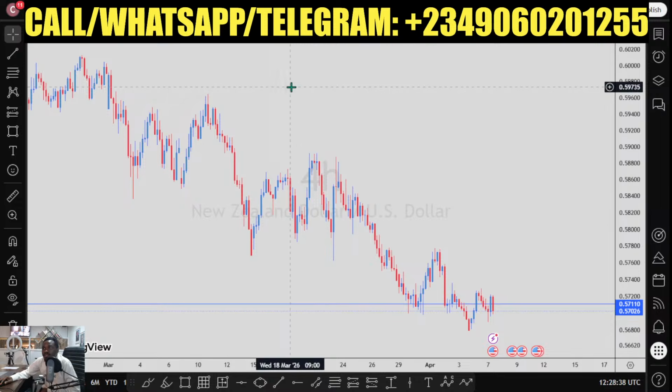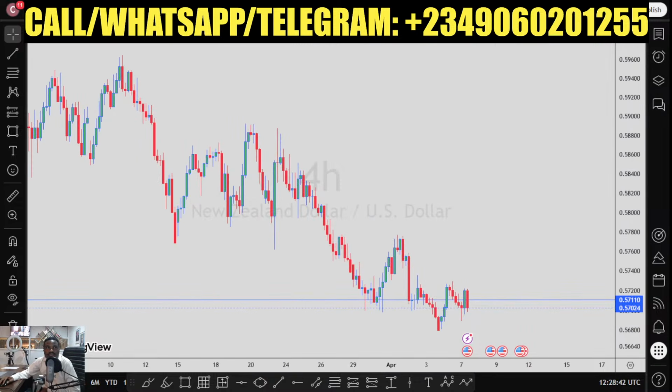Let's check the 4-hour chart. On the 4-hour chart, price is still moving down. So that is what we have on the New Zealand USD.